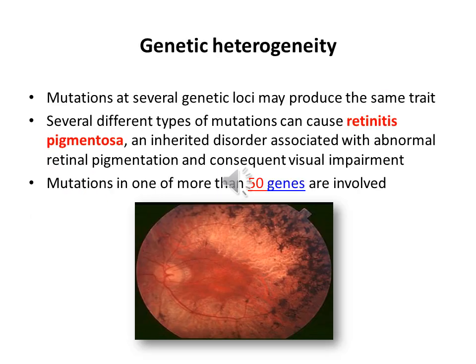Genetic heterogeneity occurs through the production of a single phenotype by mutation at several genetic loci. One of the examples is retinitis pigmentosa, a group of genetic disorders that will cause loss of cells in the retina. Mutations in one of more than 50 genes are involved. There are dark pigment deposits in the retina.